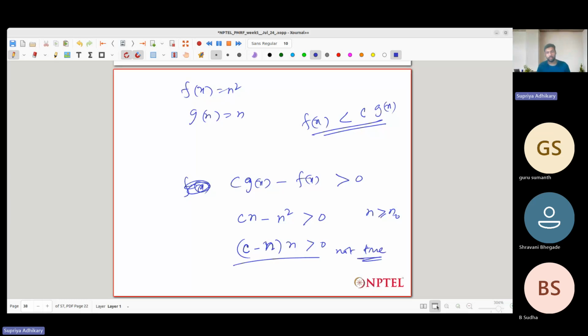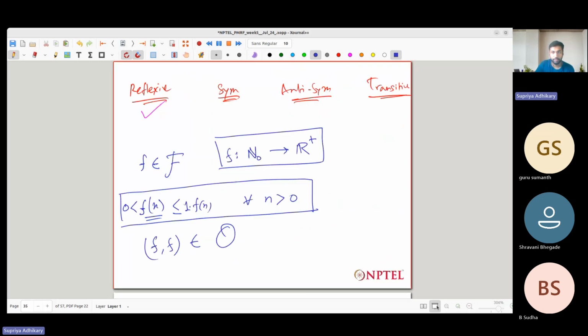Since we are saying that this has to be true for all n greater than or equal to n0, as you can see, for any n which is greater than c, this term will always be negative. So this is not possible for all n greater than or equal to n0. That means that for this example, we cannot have g, f belonging to O. So this is definitely not a symmetric relation.